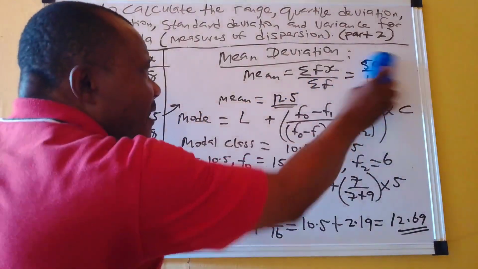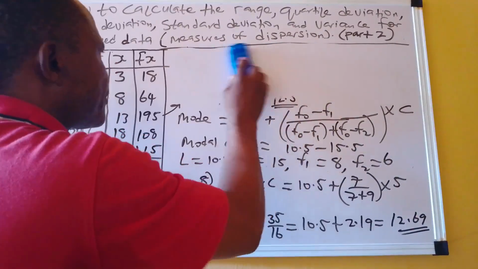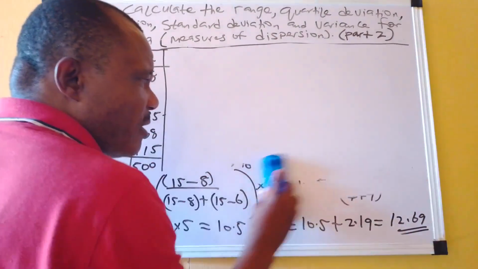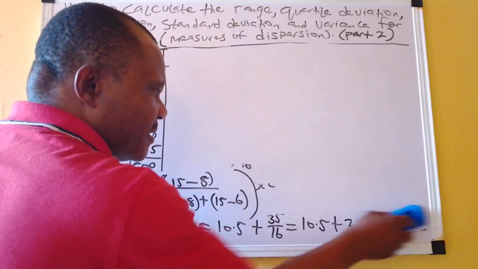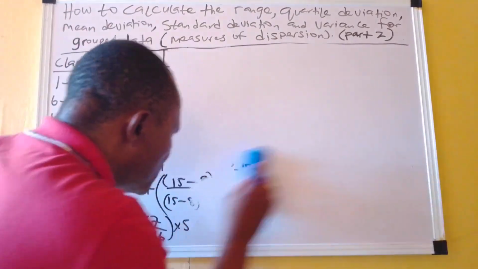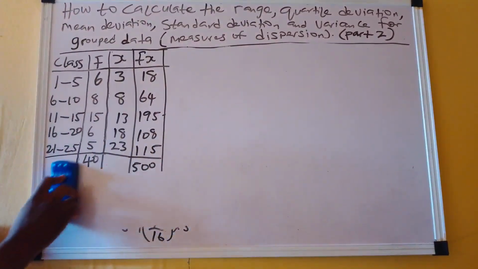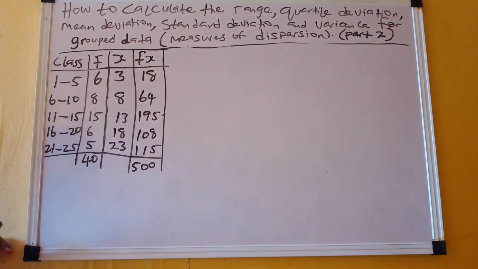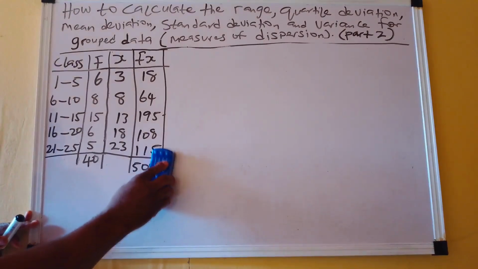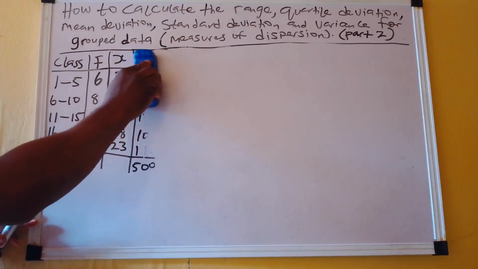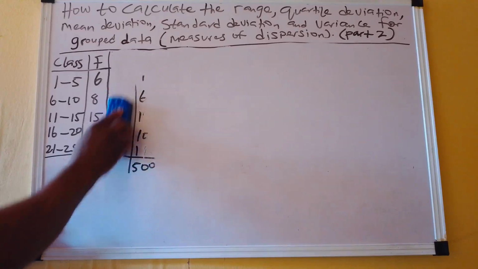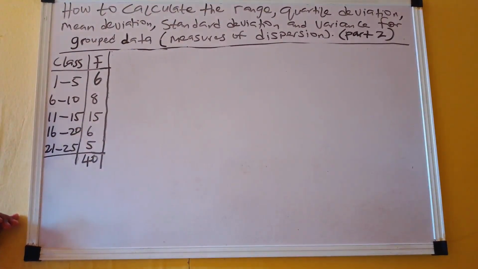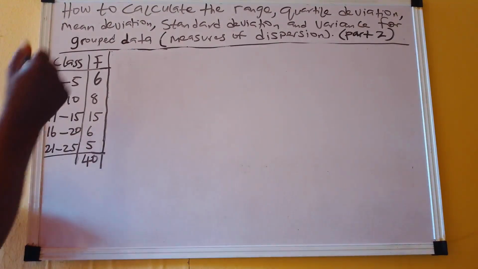Permit me to clean this part of the board. Take note, our mode is 12.69, our median is 12.5, our mean is also 12.5. Now we are going to remove this part of the board because we are not going to need it for our mean deviation. Now let me write out the mean deviation about the mean.